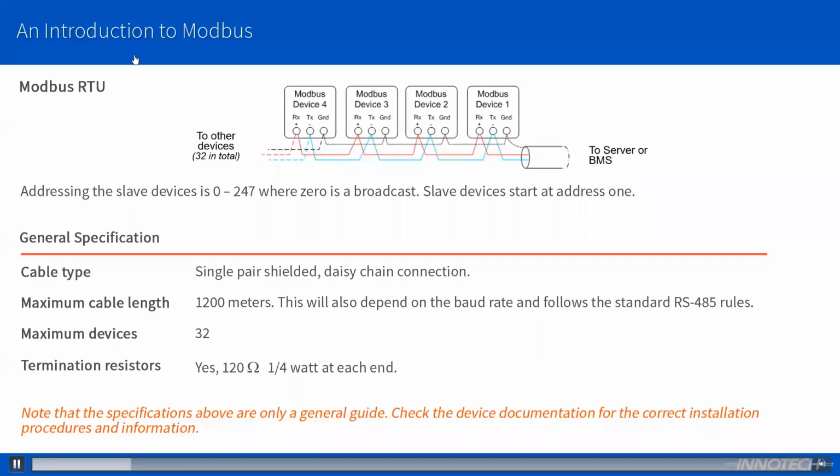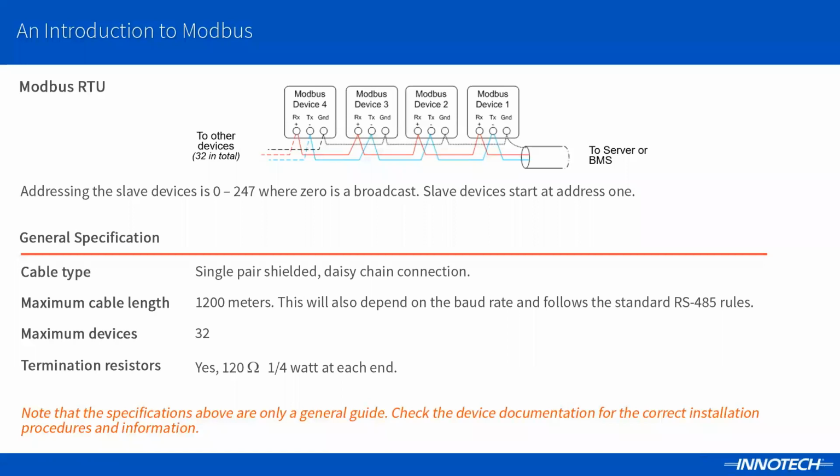The Modbus RTU network uses a two-wire daisy chain RS-485 connection topology. This follows the standard RS-485 rules, including the end-of-line termination resistors, to balance the line. No more than 32 devices should be connected to the network, as this is the allowable maximum number. All slave devices need to be given a valid address or ID, from 1 to 247. 0 is a broadcast address used by the master and cannot be used as a slave address. Always check the manufacturer's documentation for correct installation procedures and specifications. The items shown here are for general reference only.